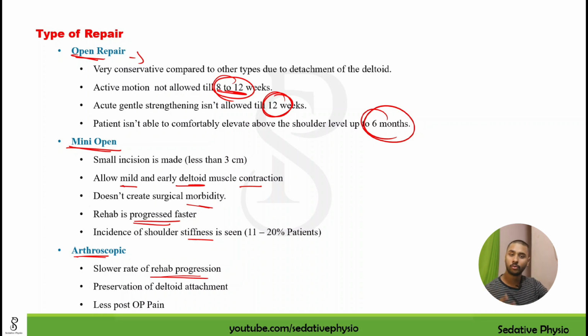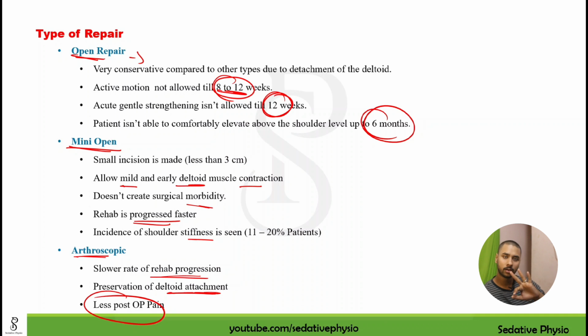Second point, there is no stiffness seen, as we have seen that in the mini open, 11 to 20% of the patients feel shoulder stiffness post-operatively. But in the case of arthroscopic repair, there is no incidence of shoulder stiffness, right? And there is a preservation of the deltoid attachment. And one more point, that there is very little pain post-operatively.